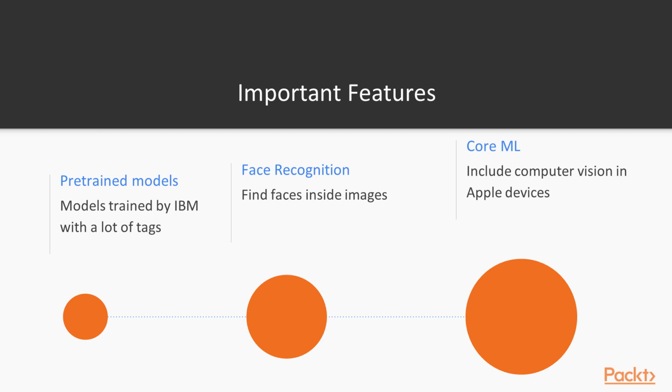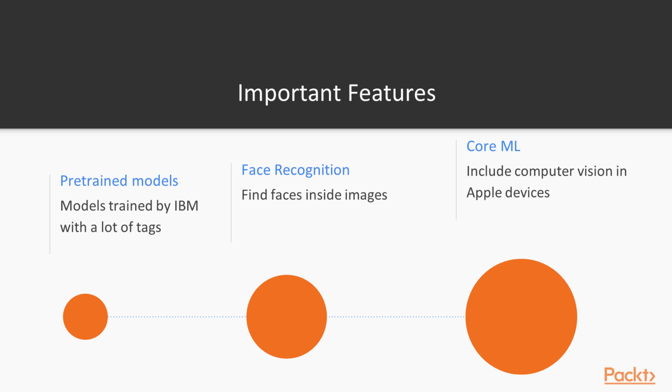And the second important feature that the service provides is the face recognition feature. So you can show it an image and it will look for human faces and detect the position and some other useful data such as the gender and maybe the approximate age of the people that are appearing in the picture. So it's a very powerful feature if you are working with person images.